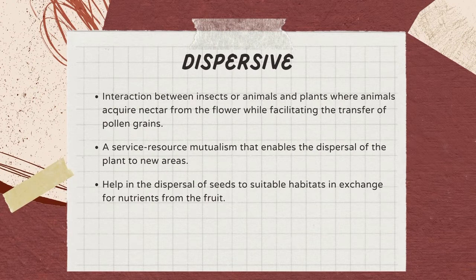Dispersive mutualism is the interaction between insects or animals and plants, where animals acquire nectar from the flower while facilitating the transfer of pollen grains. It is a service-resource mutualism that enables the dispersal of the plant to new areas. Some animals help in the dispersal of seeds to suitable habitats in exchange for nutrients from the fruit.